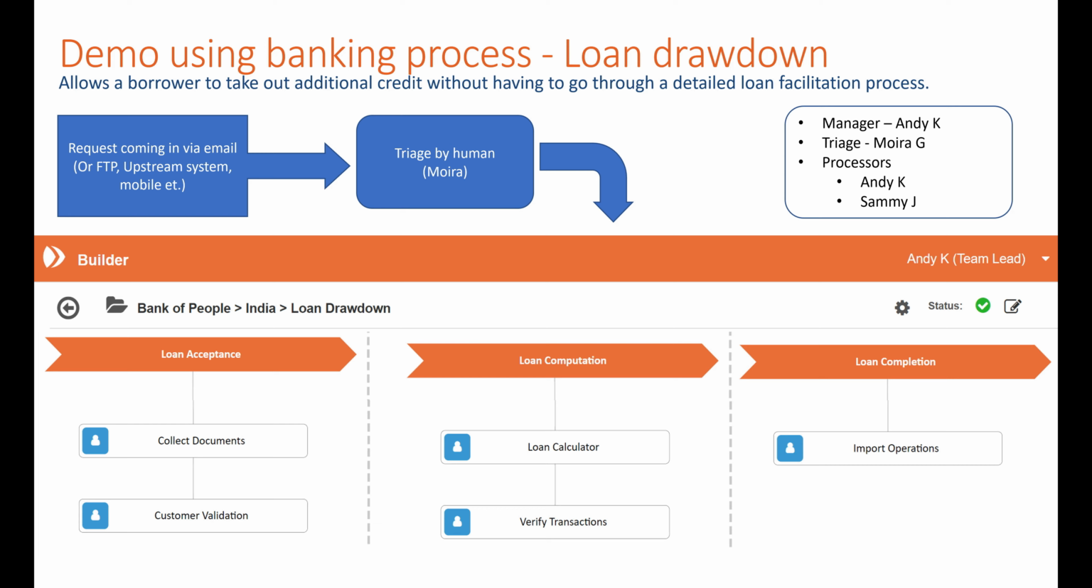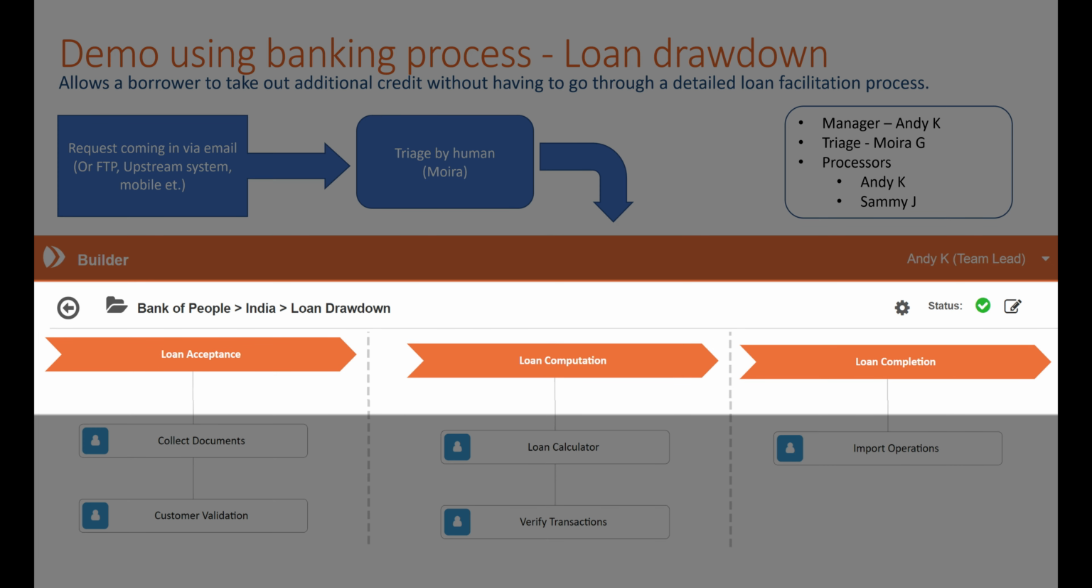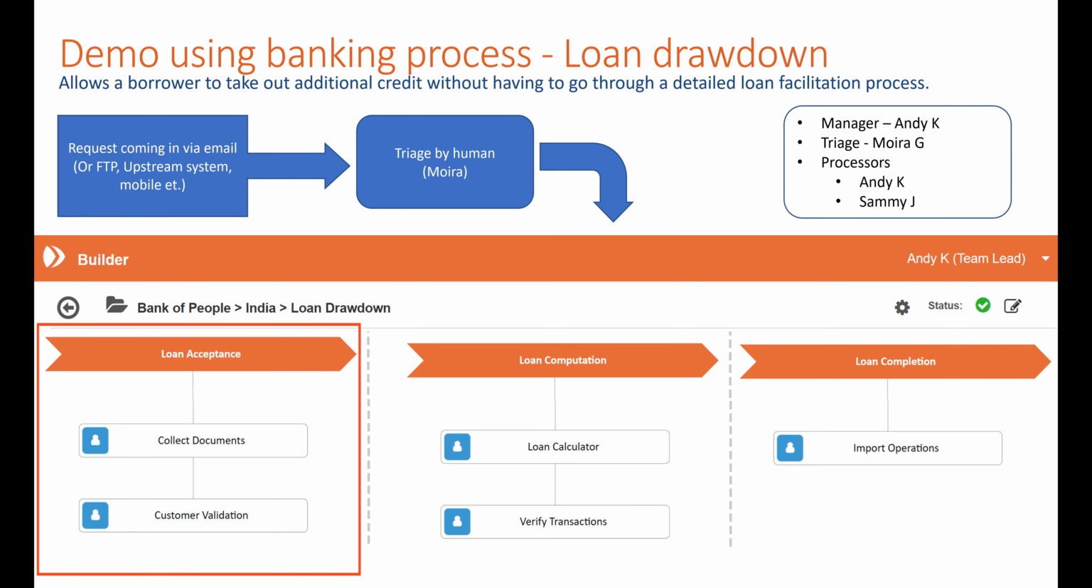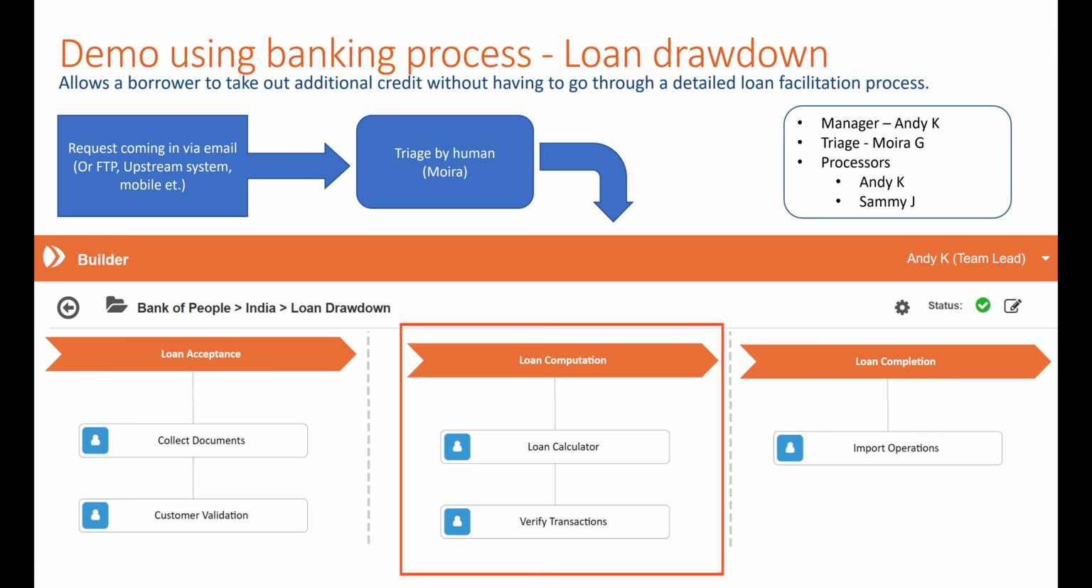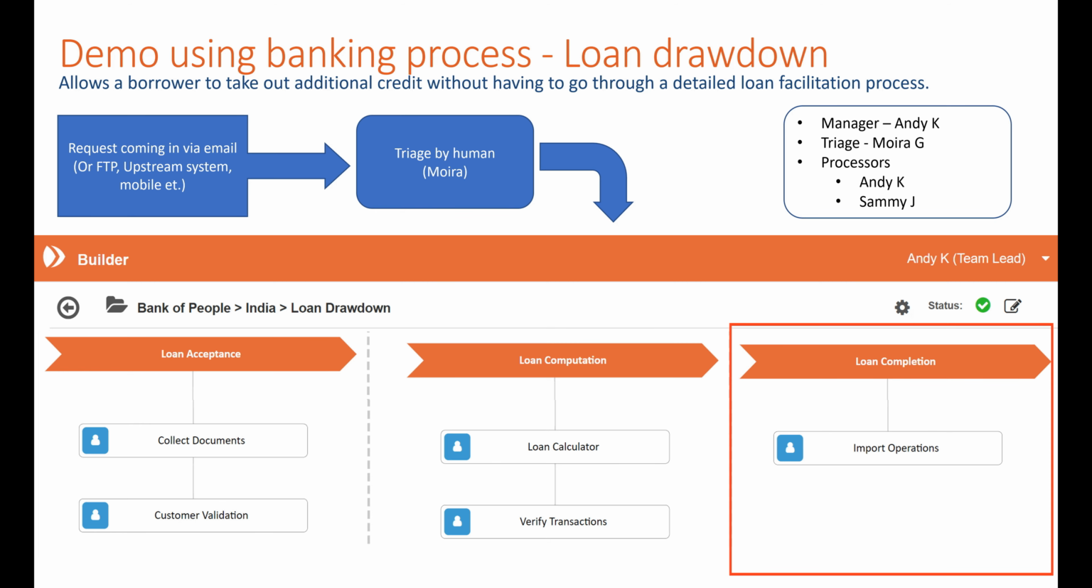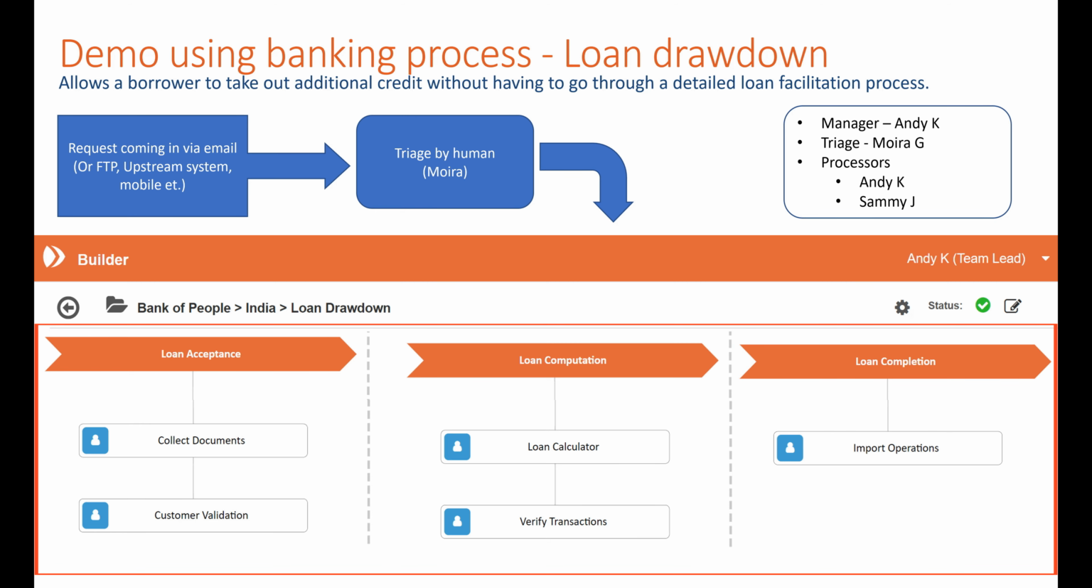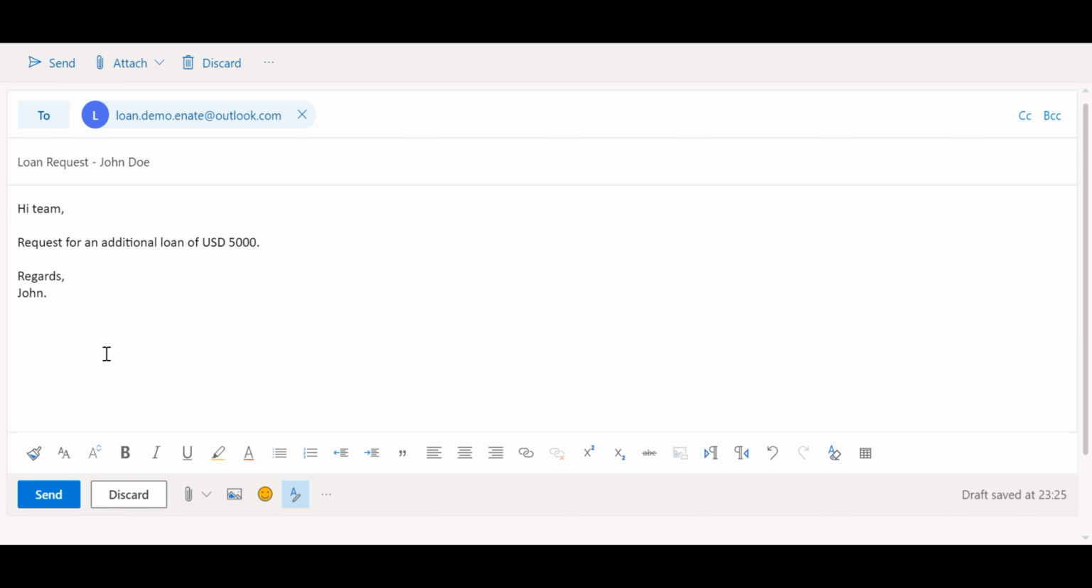This is a view from the Enate Builder environment where an orchestration or a process is built. The orange blocks in the diagram are called steps. Steps are logical groupings of different types of tasks in the process that form the end-to-end life cycle of the process. We start with a customer sending an additional loan request through an email.